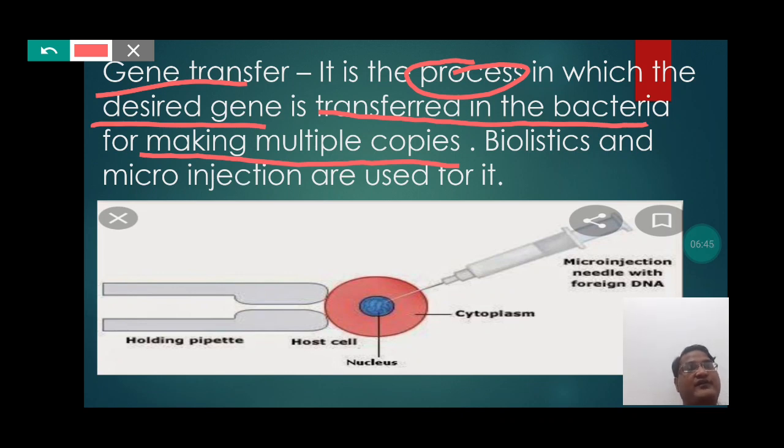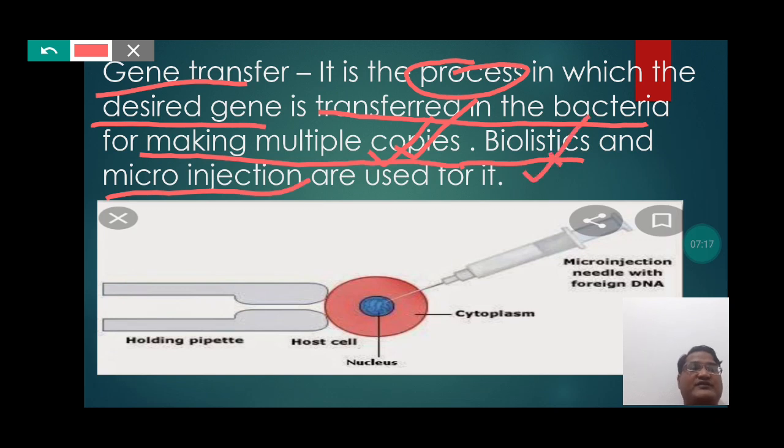So students, it's very difficult to transfer the particular gene into the bacteria. So there are certain methods by which the gene can be conveniently transferred in the bacteria, so that further it can be multiplied into many copies. Some of the methods are use of ballistics and micro injection.